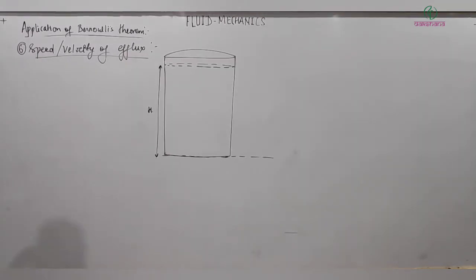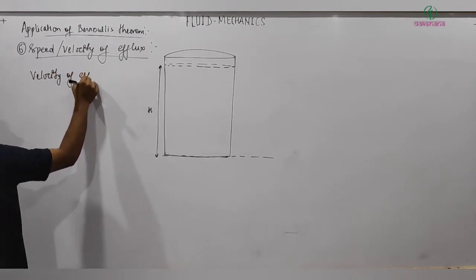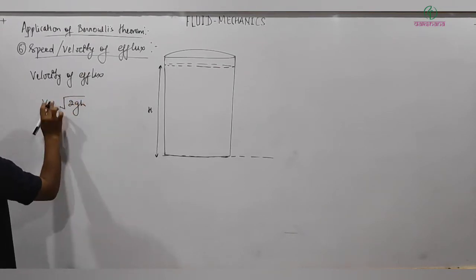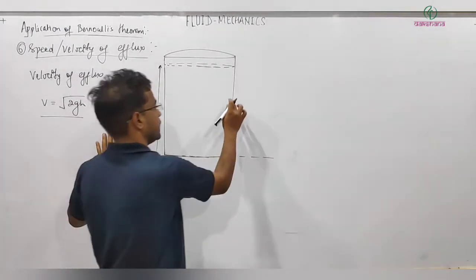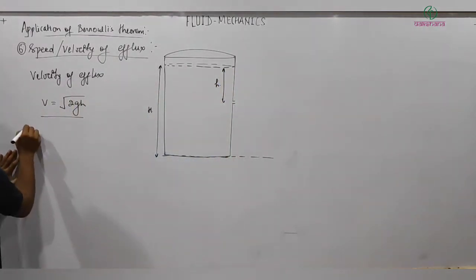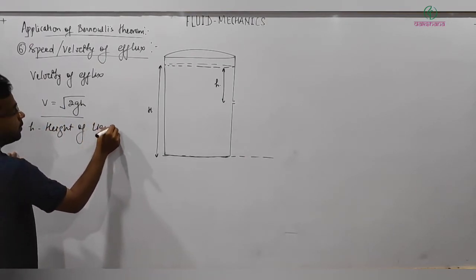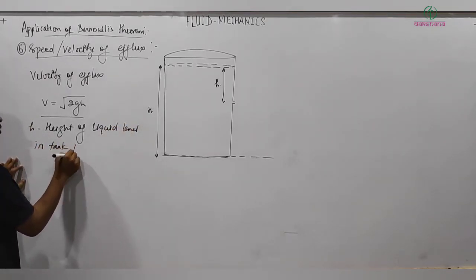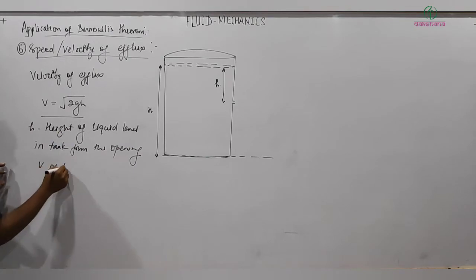Okay, so finally we got the velocity of efflux or speed of efflux. It comes out to be V is equal to under root 2gh, where h is the height of liquid level in tank from the opening. So this is the opening, and this is h, is it? And we can see V is directly proportional to under root h.